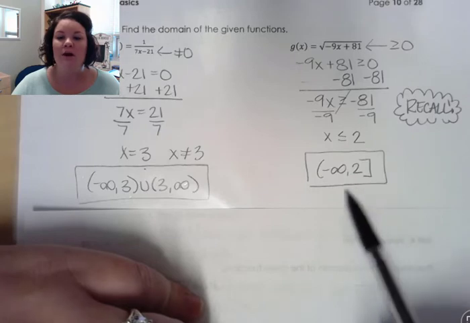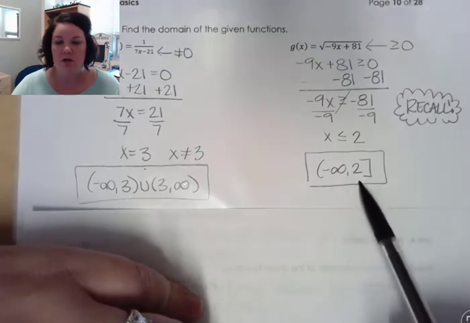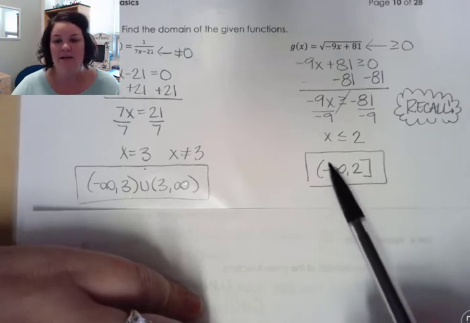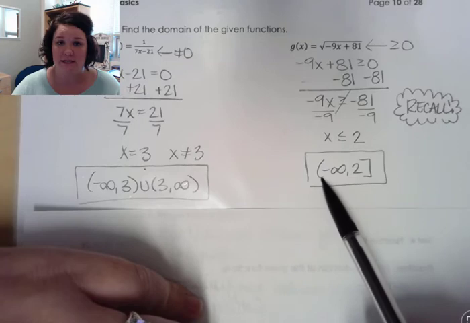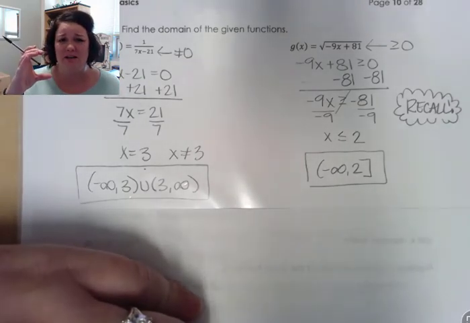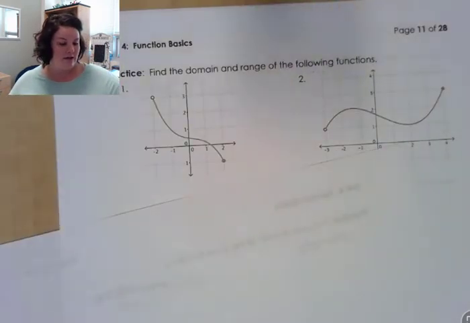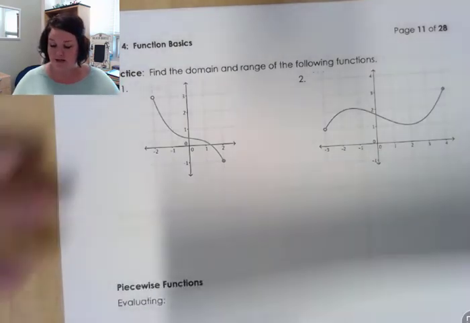Okay? And we always write our interval notation from the smallest number up to the largest number. So this is from negative infinity to 2 with a bracket. Infinities always have parentheses because they cannot include infinity, because infinity is not a number. Okay, so we always use parentheses on infinity. All right, so let's go ahead and look at another way to look at domain and range, actually.